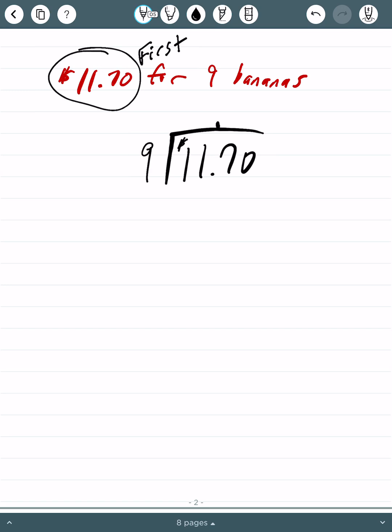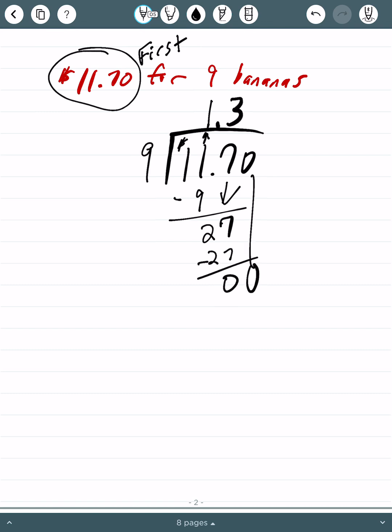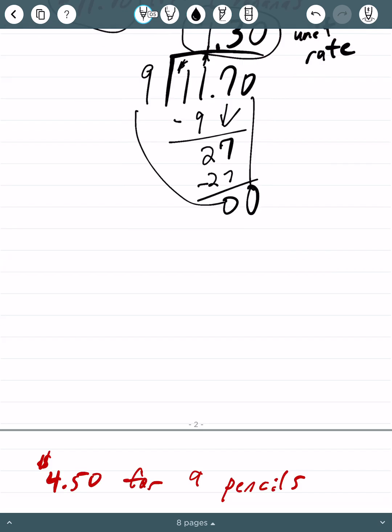9 doesn't go into 1, but it does go into 11. So my first number is going to go there. And 9 goes into 11 one time. 1 times 9 is 9. 11 minus 9 is 2. And I bring down one number, 27. 9 goes into 27 3 times. 3 times 9 is 27. I subtract. There's nothing. Well, there's a 0 left, but 9 doesn't go into 0. So I just tell it 0 times. So each banana is $1.30. That's the unit rate, $1.30 each.